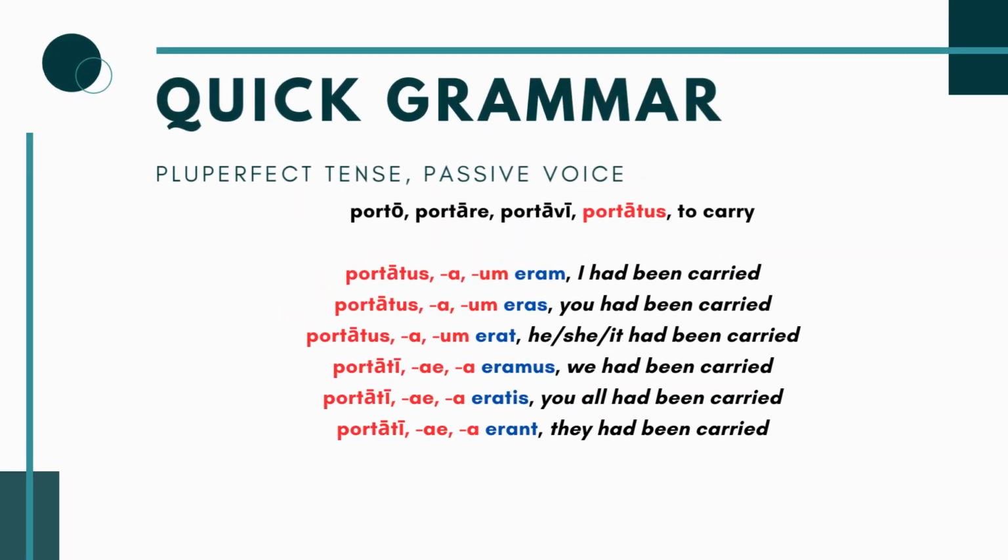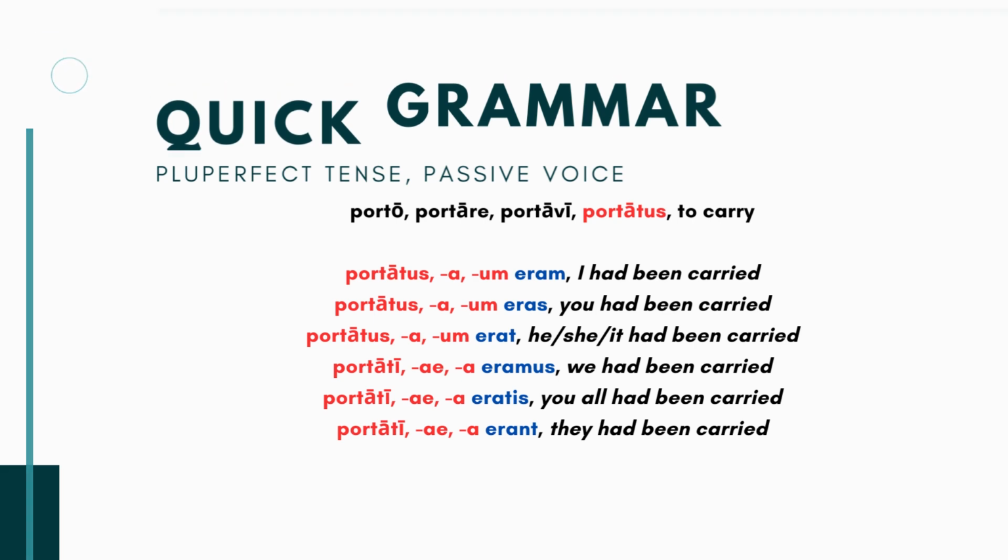Now, if we go to pluperfect tense, same verb, you can see in red, I didn't change the fourth principal part. It's still portatus and portati. What I did to make it pluperfect is I changed the tense of the verb esse. So instead of sum, es, est, I have the imperfect form of esse: eram, eras, erat, eramus, eratis, erant. So to say portatus eram, I'm saying I had been carried. Portatus eras would be you had been carried, and down the line. And you'll notice the difference between have been, perfect, and had been, pluperfect, right? The had indicates that it's pluperfect tense, okay?